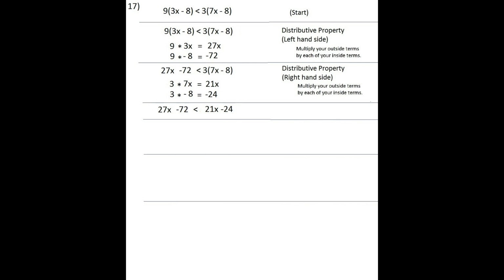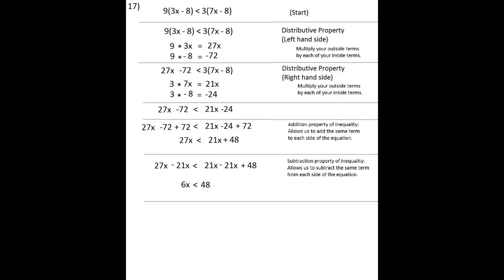So the first move we're going to make is to add 72 to both sides. And it becomes 27x minus 72 plus 72. That's additive inverse to get rid of that negative 72 is less than 21x minus 24 plus 72. That becomes 27x is less than 21x plus 48. That 48 comes from 72 minus 24. All right, and that's the addition property of inequality.